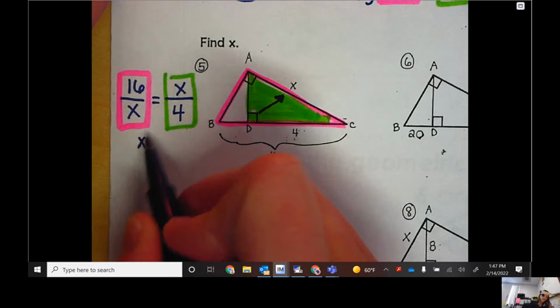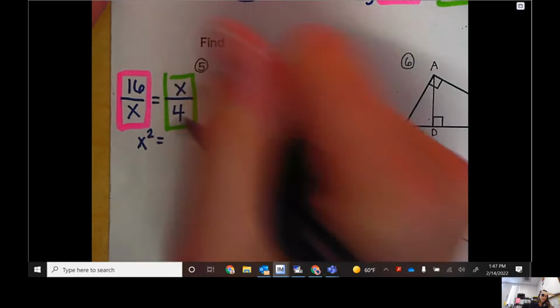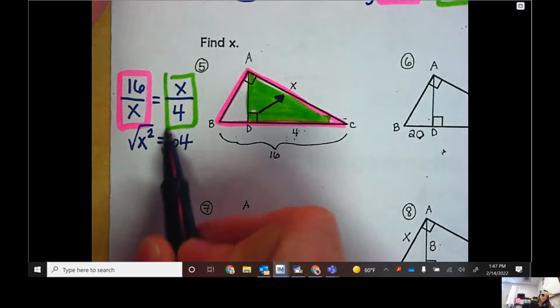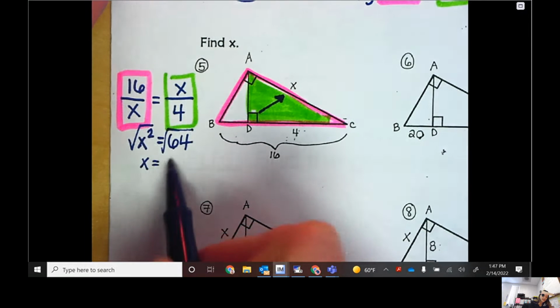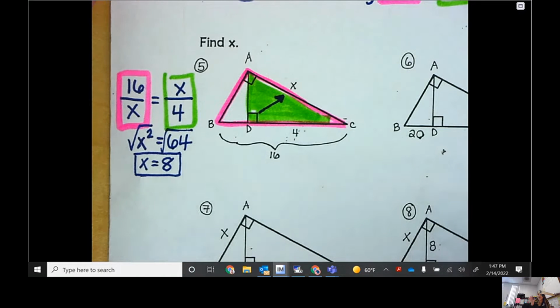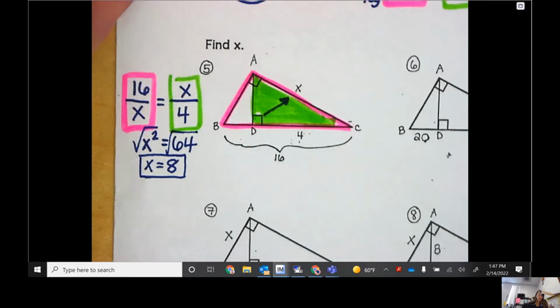So X times X is X squared. 16 times 4 is 64. And then we square root. X equals 8. So it's the exact same thing as the front side. The only hard part about this is just making sure you pick the right numbers. Okay, I want you to do 6 and 7. We'll see if we get the same thing.